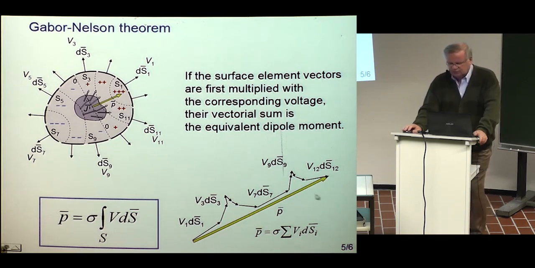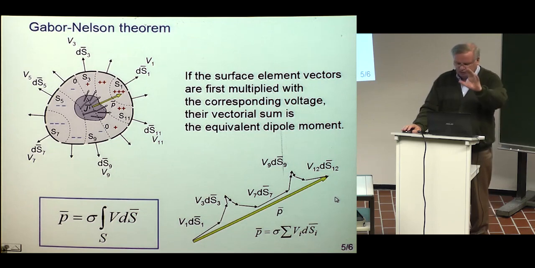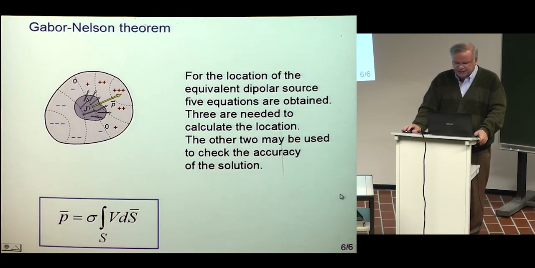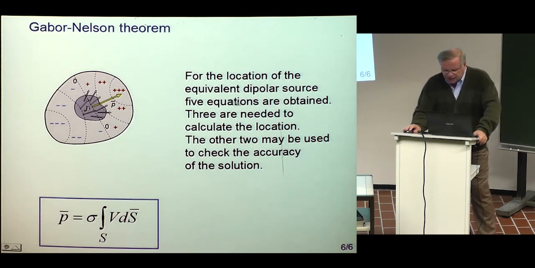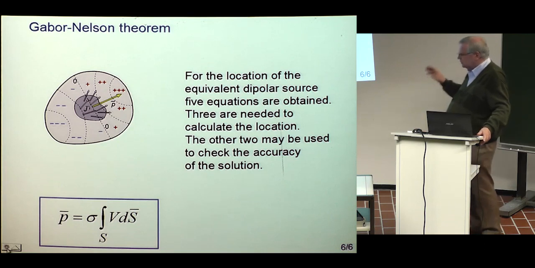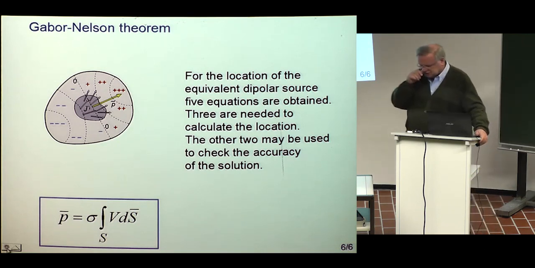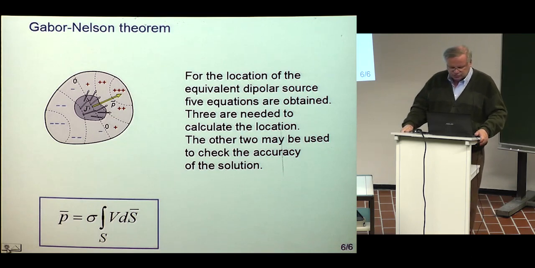Why it is so? The reason is that you have to go through the several equations which I quickly showed you. So that is the theorem. Then finally, for the location of the equivalent dipole source, five equations are obtained, which I don't show here. I should make one more slide to show them. They are in the book. Three are needed to calculate the location of the dipole, and the other two may be used to check the accuracy of the solution.